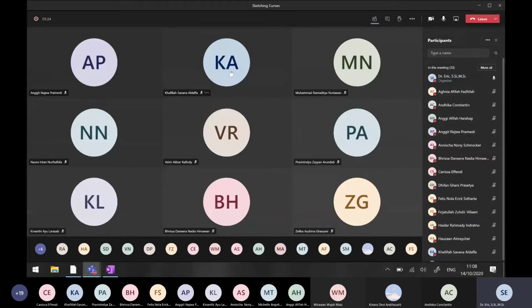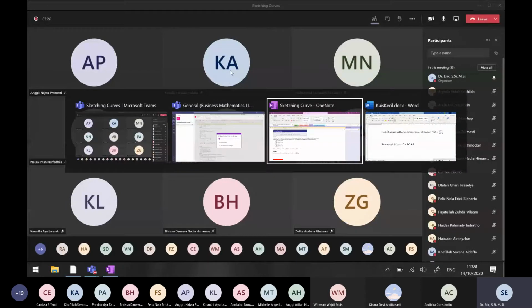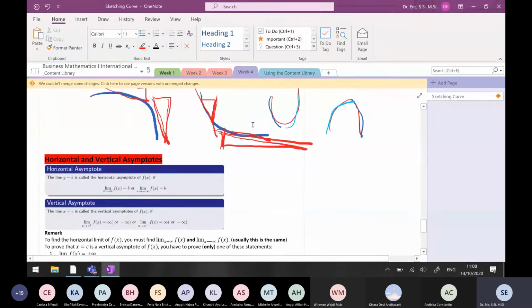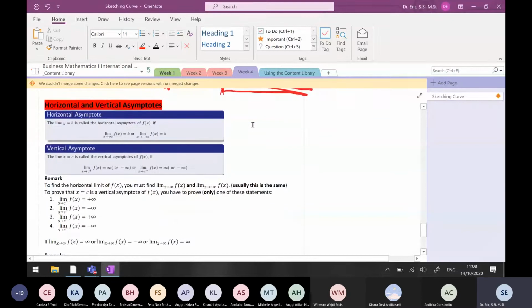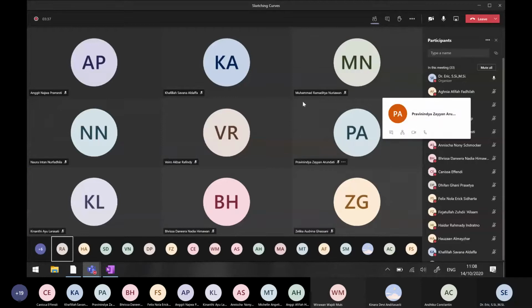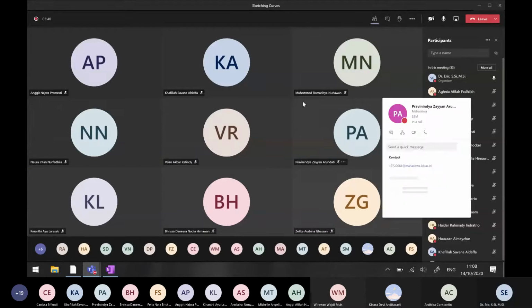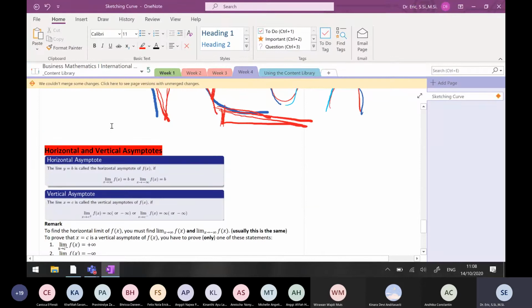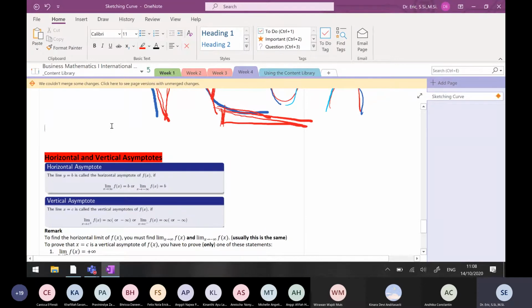Okay, good morning all. So let's start now. We are going to discuss sketching curves today. Do you have any questions before we begin the lecture today? I just want to remind you about the inflection point. Just one thing about the inflection point.